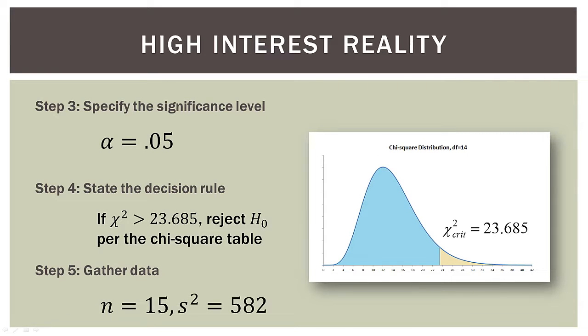So gather our data, which we already did. Our sample size was 15, and our sample variance was 582. Remember, the goal is 441 for the variance, but our sample had a variance of 582. Now that is higher, but the question is, is it significantly higher than we would expect due to normal random variation?